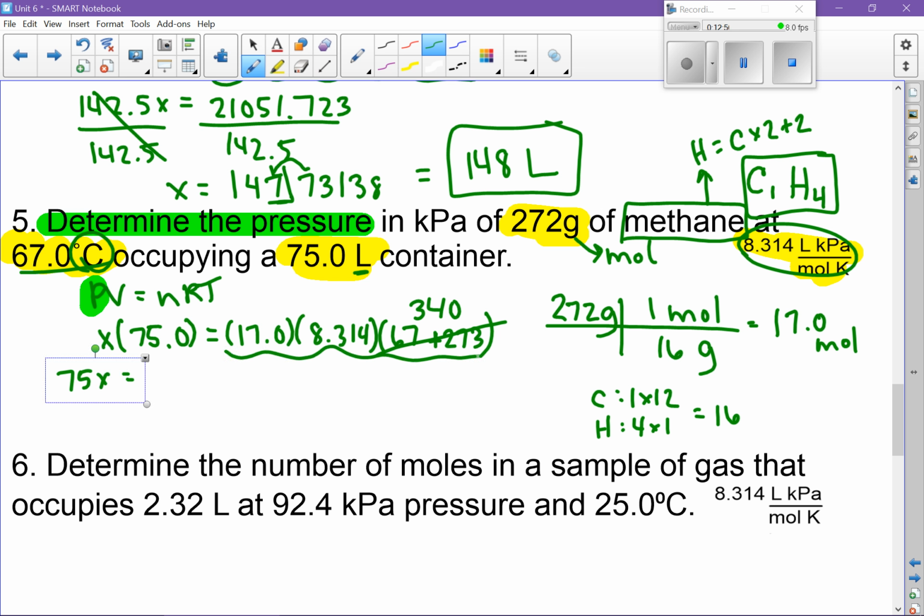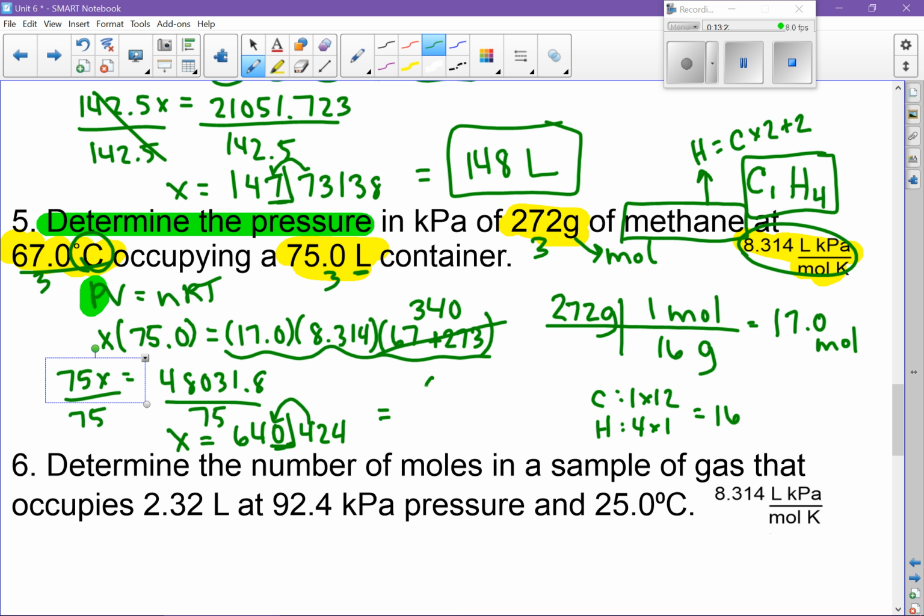Take these three numbers and multiply them. 48031.8. Divide so we can solve for x. When I put that in my calculator, I get 640.424, and we just need to decide on sig figs. So I see 3 all the way around, so let's make our answer have 3. That's here. The 4 means that I can leave the 0 alone, but then I have to decide, do I need the decimal or not?